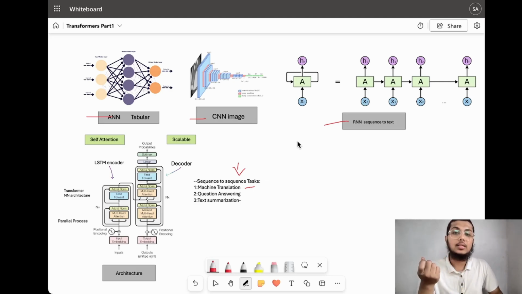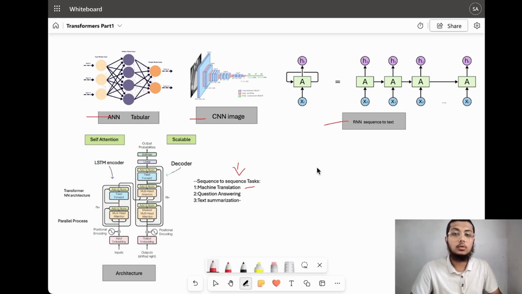Another example is a question answering system. Or another example is a text summarization system, where you generate a summary for a large text. So you summarize the whole text in a small number of words. Transformers were developed specifically to handle these kinds of sequence to sequence tasks. That's why they are called transformers, because they transform one sequence into another sequence.